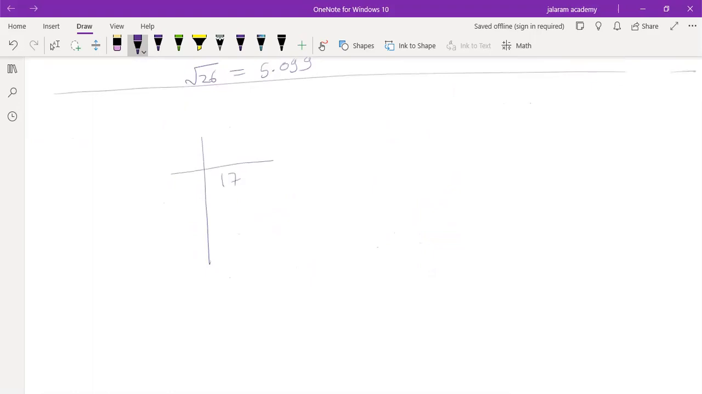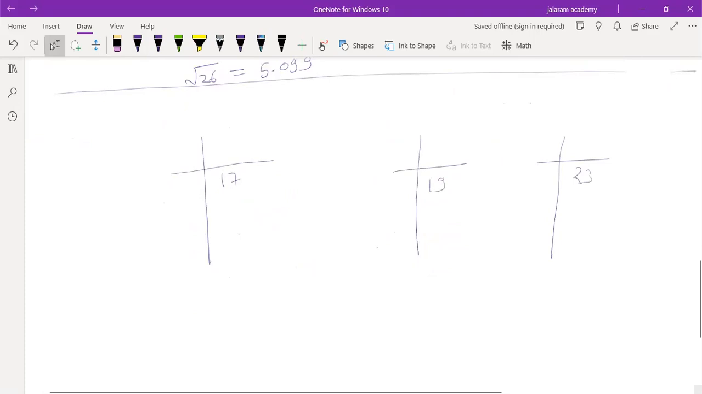Okay. So you have to find the square root of 17, 19, and 20 now. Okay. Is that clear to you, everyone?